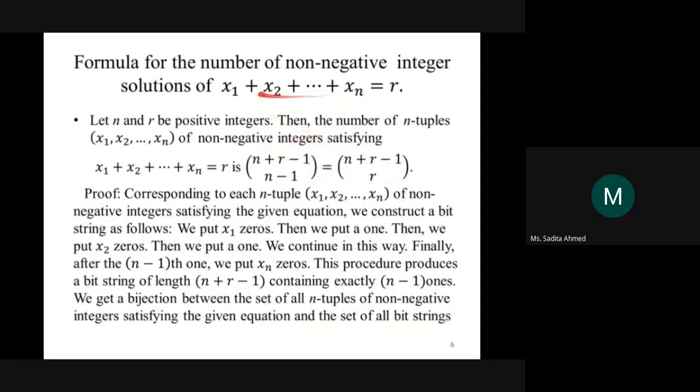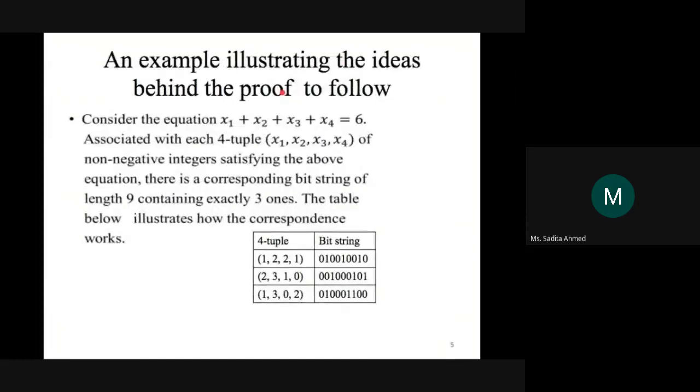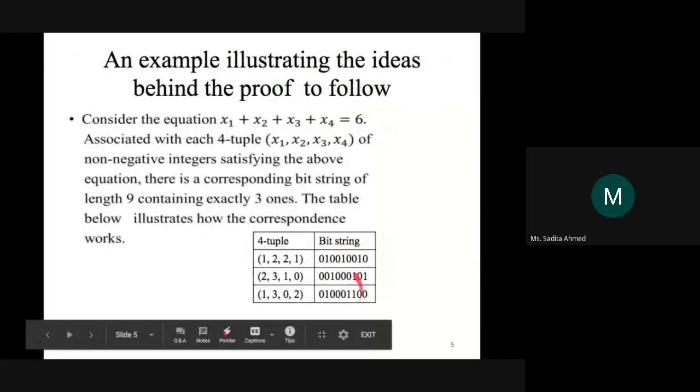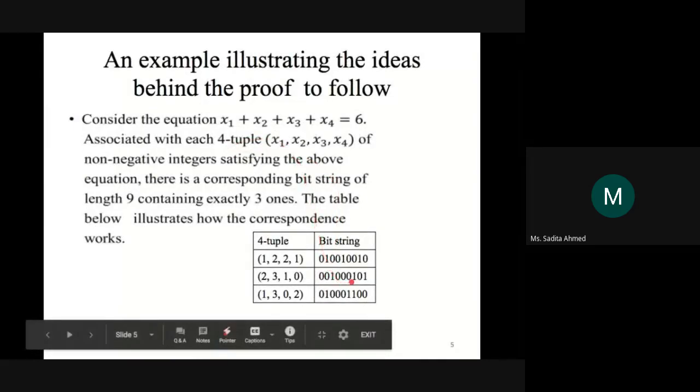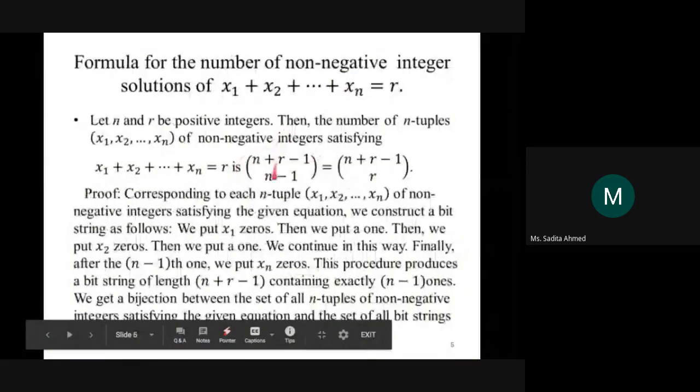First, establish a connection between the given problem and a problem that you already know about. Here, what did we do? We established a connection between this problem and bit strings. We already know how to count bit strings with exactly a certain number of ones or a certain number of zeros. We just applied that idea here by establishing first the association between the solutions of this equation and bit strings, and then used the method of counting bit strings to count the total number of solutions of this equation. So that's what gave us these two formulas.